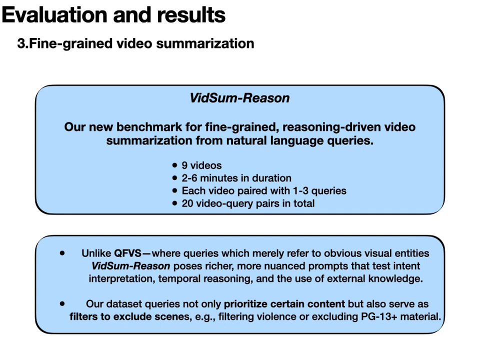Here we introduce our dataset VidSumReason, our new benchmark for fine-grained reasoning-driven video summarization from natural language queries. It contains 9 videos, 2 to 6 minutes in duration, each video paired with 1 to 3 queries, totaling 20 video query pairs. Unlike UFVS dataset, where queries merely refer to obvious visual entities, such as focusing on car, tree, or sky, VidSumReason possesses richer, more nuanced prompts that test interpretation, temporal reasoning, and the use of general knowledge. Our dataset queries not only prioritize certain content, but also serve as a filter to exclude scenes, for example, filtering violence or excluding PG-13+ material.